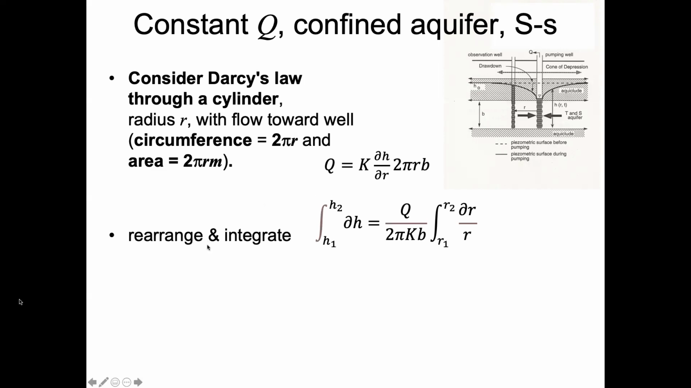So we can rearrange and we can integrate this same equation as you see here. And we can end up with the change in our head between well 2 and well 1 is equal to 2 pi times our hydraulic conductivity times our thickness divided by the natural log of our radius at the second well over our radius at the first well.